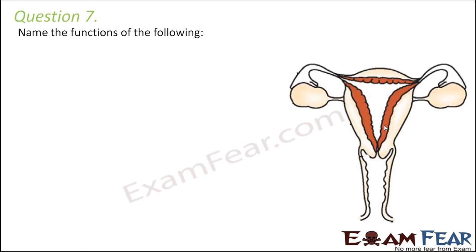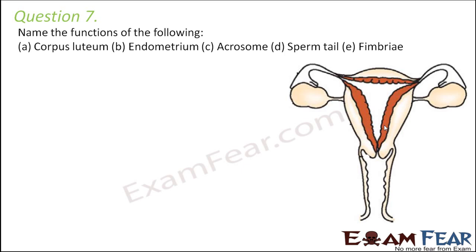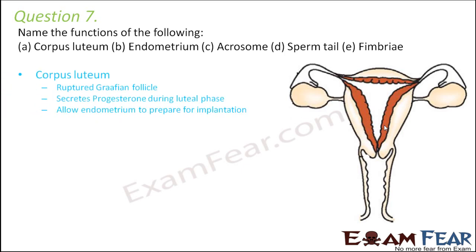Next question. Name the functions of the following: corpus luteum, endometrium, acrosome, sperm tail and fimbriae. So let us start with corpus luteum. This is a structure which is formed after ovulation by the remains of the Graafian follicle. So we can say it is nothing but the ruptured Graafian follicle. What does it do? It secretes a hormone called progesterone, and this hormone is extremely important after ovulation because it helps to maintain the thickness of the endometrial lining. So the secretion of progesterone is the most important function of corpus luteum.